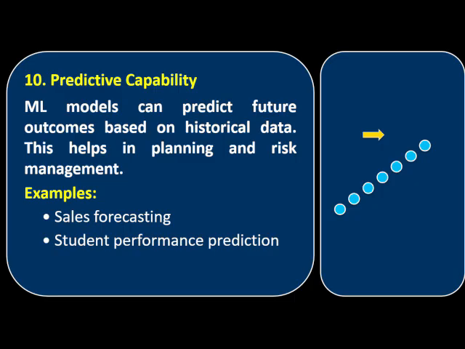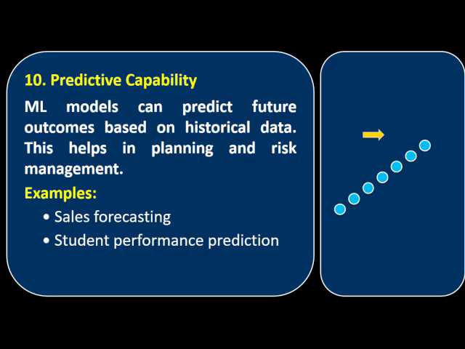So the next one is predictive capability. Machine learning models can predict future outcomes based on historical data. This helps in planning and risk management. Examples: sales forecasting, student performance prediction.